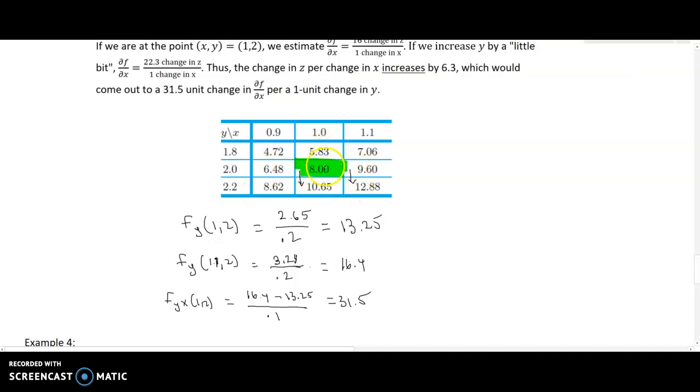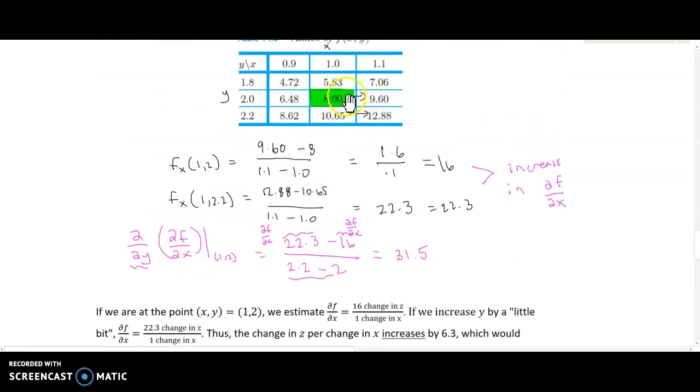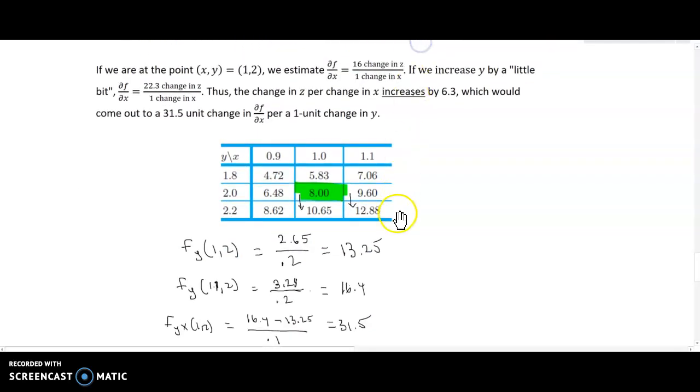If you think about it, we're operating in a rectangle: whether we look at the changes vertically and then compare those vertical changes, or back here in the table, we look at the horizontal changes first and then compare them vertically, we're going to end up with the same number. And the interpretation would be much the same. That is, if we're at the point (x, y) equals (1, 2), we estimate df/dy to be 13.25 units change in z per 1 unit change in y. If we increase x by a little bit, df/dy becomes 16.4, thus the change in z per change in y increases by, what is this difference?